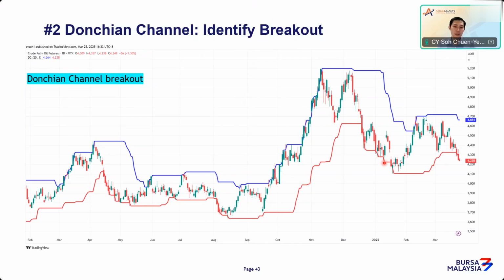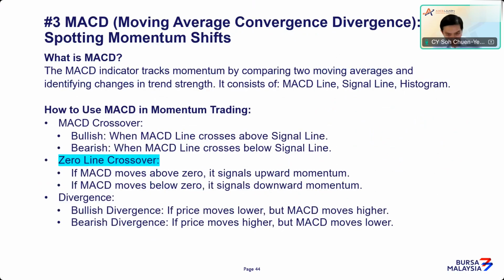So this is breaking upwards means it's a bullish momentum. Breaking downwards, it's a bearish momentum. Now, MACD. Of course, I believe some of you are quite familiar with MACD. MACD here is a special indicator. It is not just talking about the direction of the trend. MACD tracks momentum by comparing two moving average lines, and it identifies the shift in your trend strength. So it has three components: MACD line, signal line, and histogram.